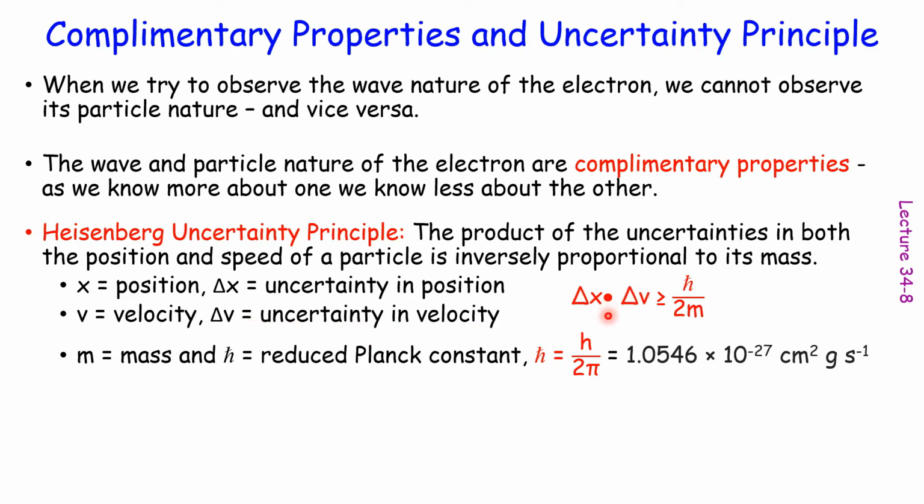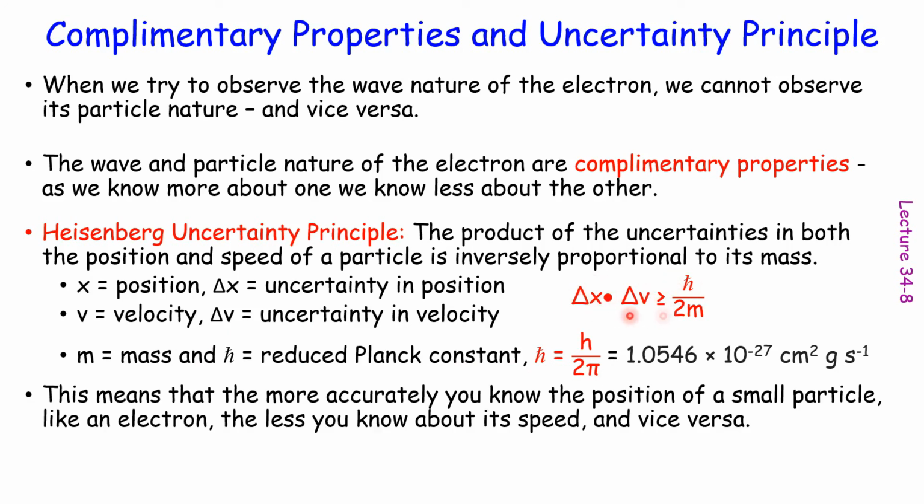The product of the two can never be zero. It's always greater than zero. Actually, not only greater than zero, it's always either greater than or at least equal to h bar over 2m. m is the mass of the particles. And h bar is the reduced Planck constant. Basically, it's Planck constant divided by 2 pi.